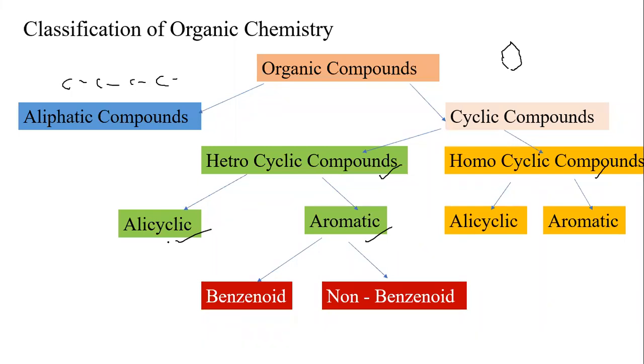Compounds were again divided into alicyclic and aromatic, and homocyclic compounds were again divided into alicyclic and aromatic. And in heterocyclic, aromatic compounds were again divided into benzenoid and non-benzenoid. Benzenoid means the compound has a benzene ring, and here in this we cannot see any benzene ring. So like this we can see different compounds.